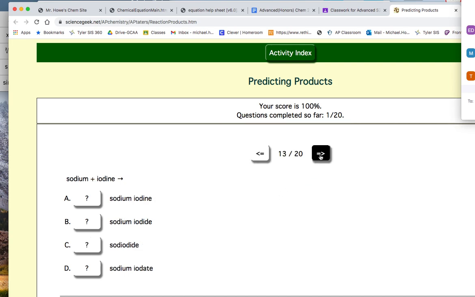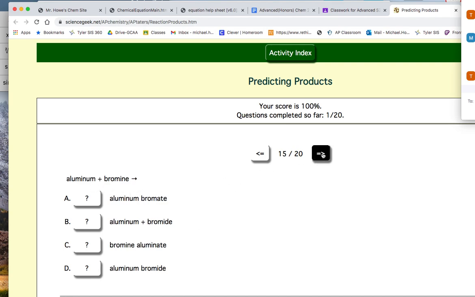All right. How about this one? 2 elements. Synthesis is correct. How many identities on the left side? Is that one thing or 2 things right there? It's just one thing, so what kind of reaction is it? It's a decomposition.